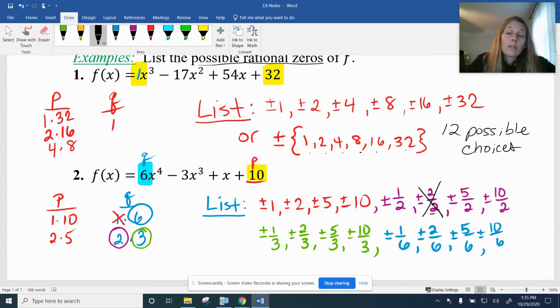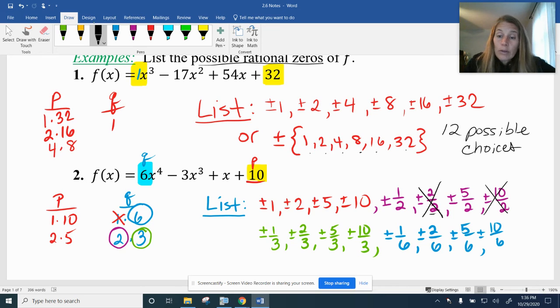So this one is going to get eliminated because we don't want to be redundant and list the same number twice. 5 over 2 simplifies to 2.5, which is not previously on our list, so we're going to keep that one. 10 over 2 can simplify to 5, which we already have on our list, so we're going to get rid of that one. Now the next set of numbers are all over 3, which we don't have any fractions over 3, and none of these can be simplified or reduced, so we're going to leave all of those.